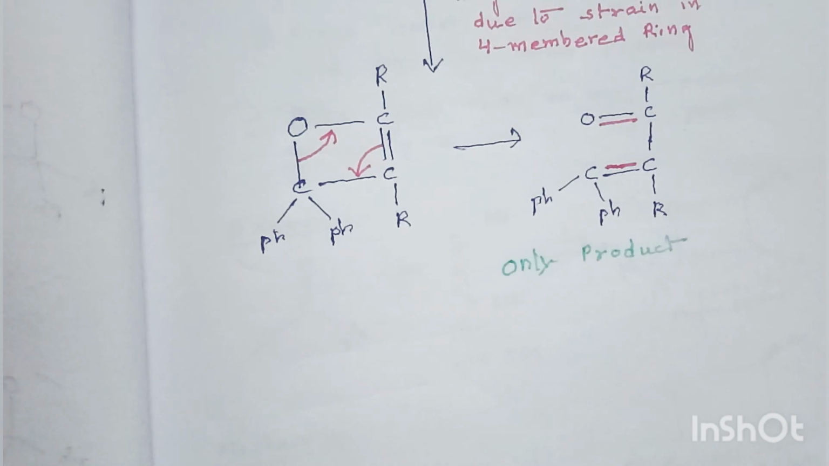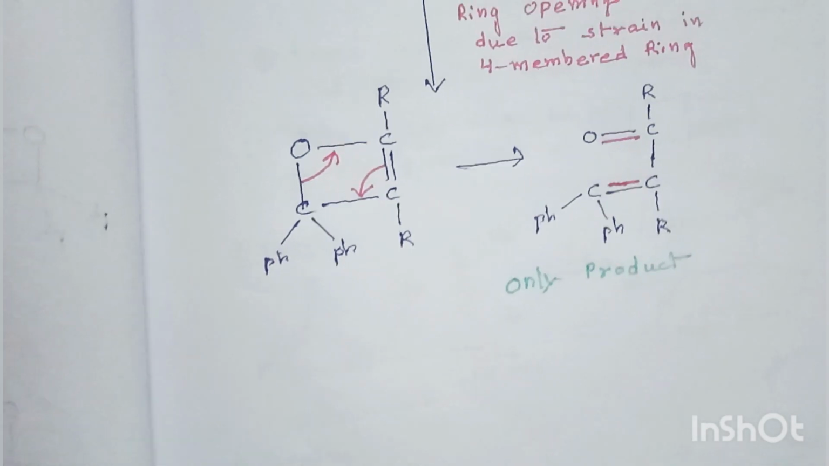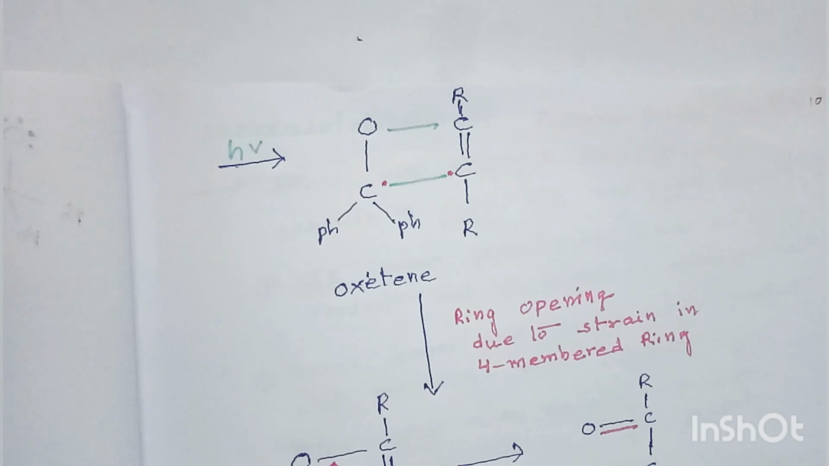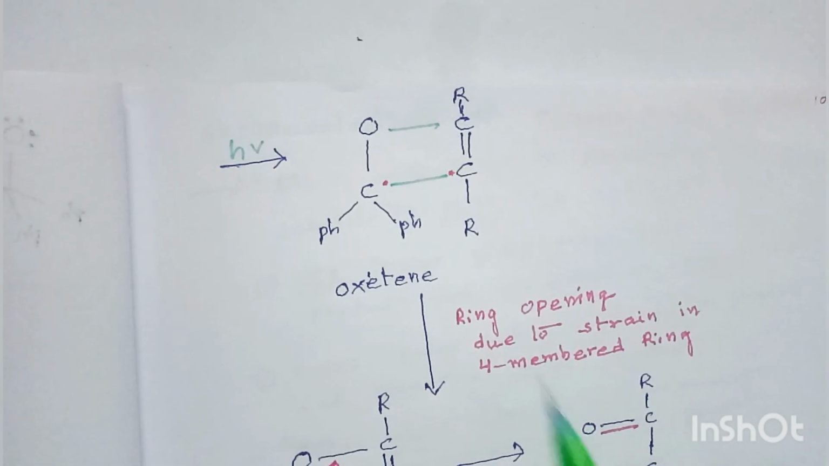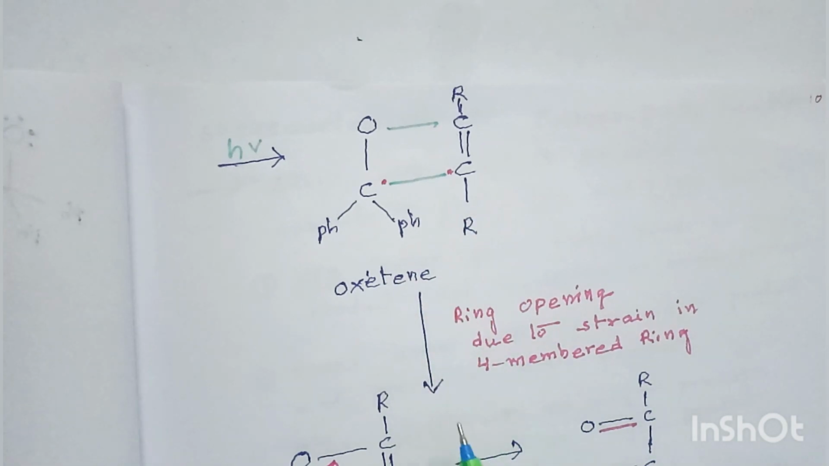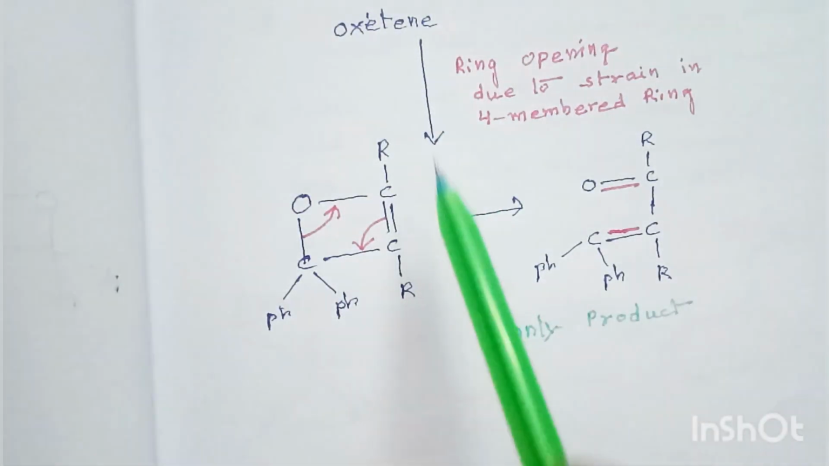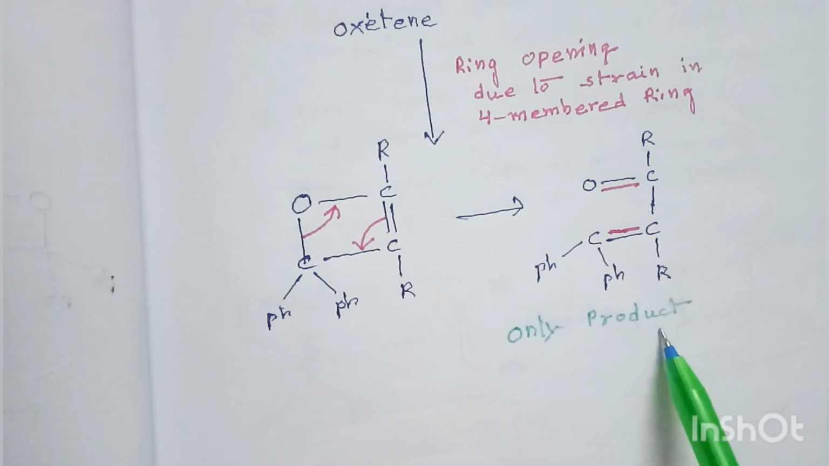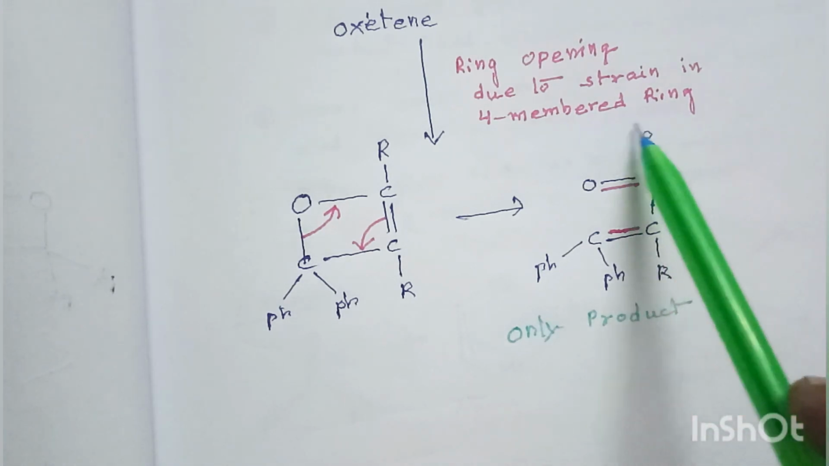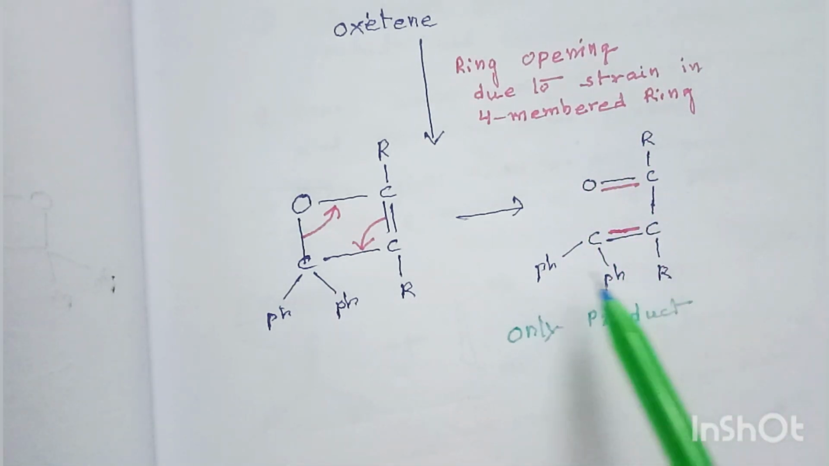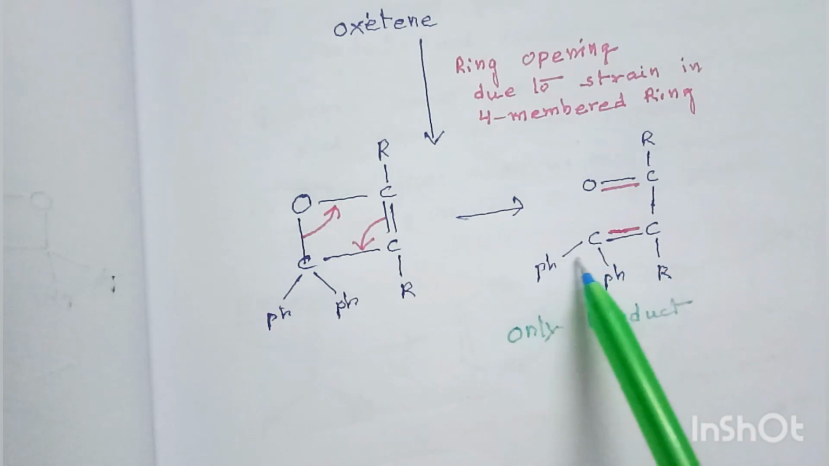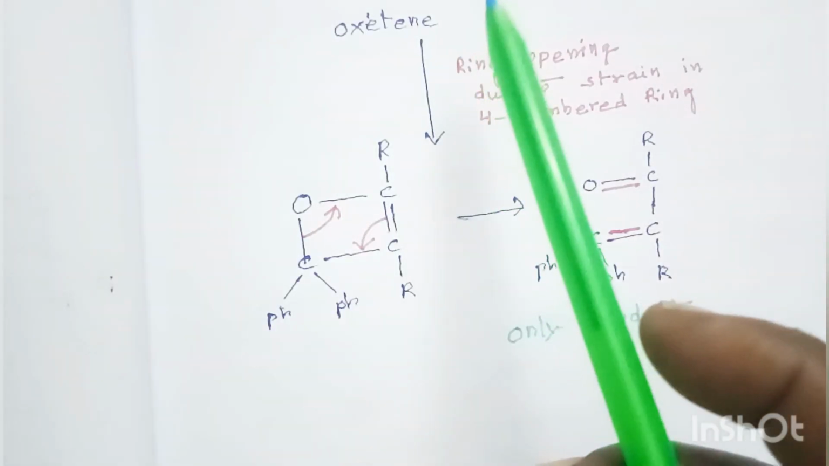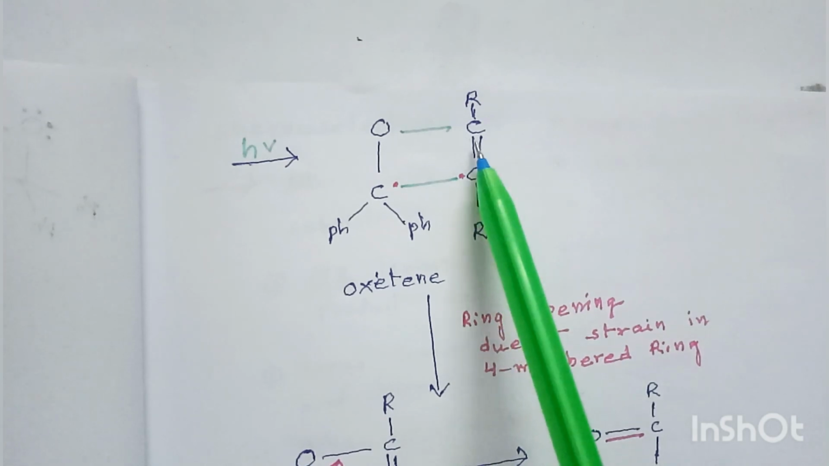So when an alkyne reacts with an excited carbonyl compound, we get first an oxetane, which on further reaction gives us a product like this without a ring. The ring opens due to strain of the double bond in the ring.